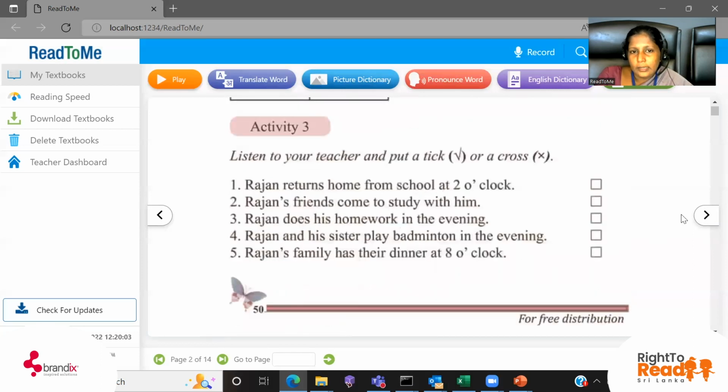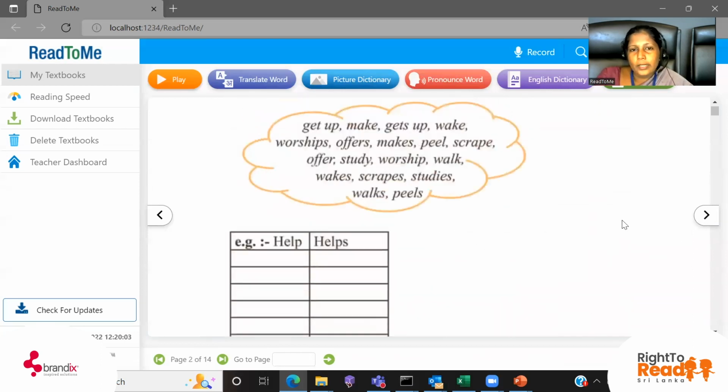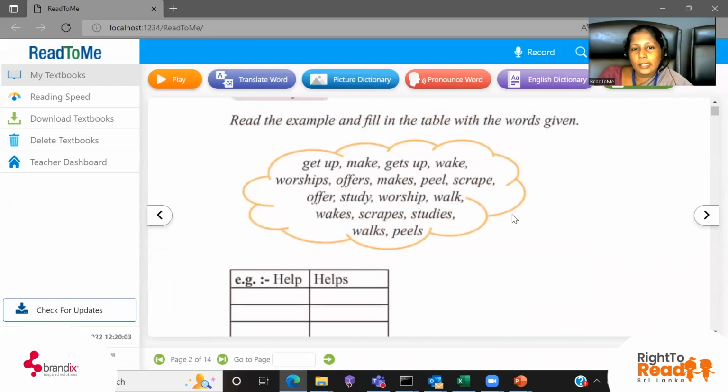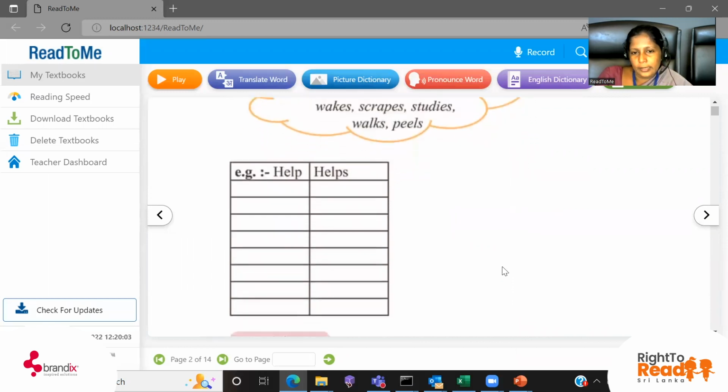Number 2 is a very interesting one. What you have to do, everything is there, and they have given you an example as well. So what you have to do, like getting up, gets up, you have to write it in the grid. That is homework number 2.